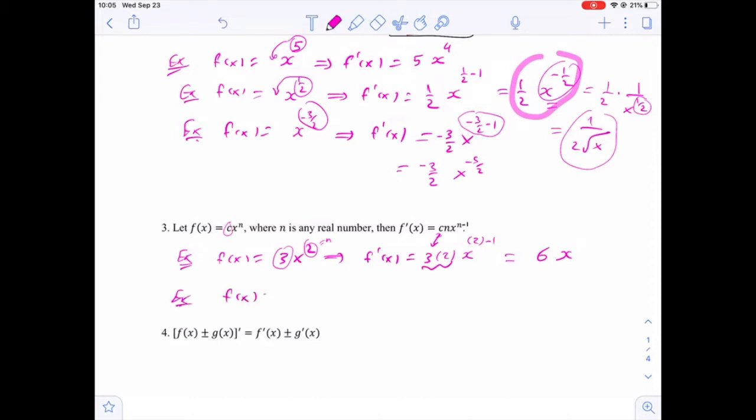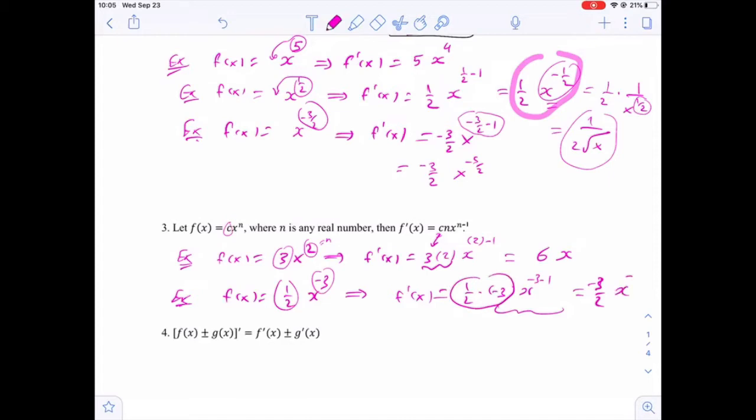Also, if we have f of x equals 1/2 x to the power negative 3, then the derivative is 1/2 times, this is the constant, and then times the power negative 3. Now we apply the power rule, x to the negative 3 minus 1, and that's negative 3 halves x to the power negative 4.